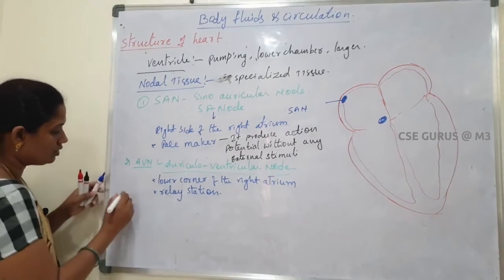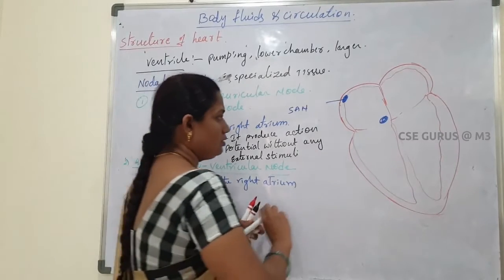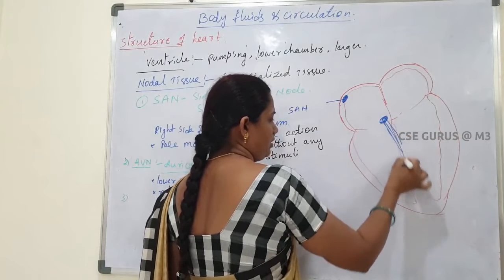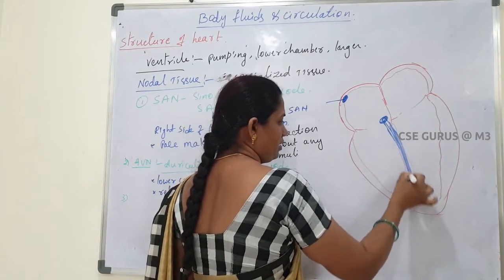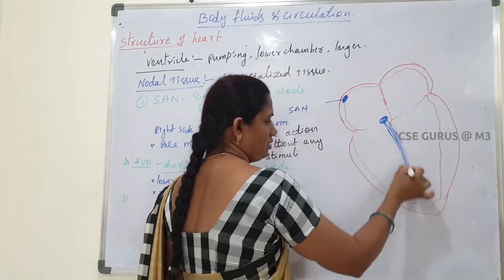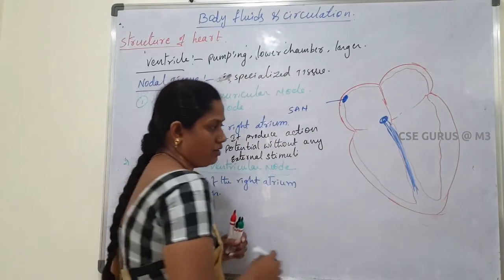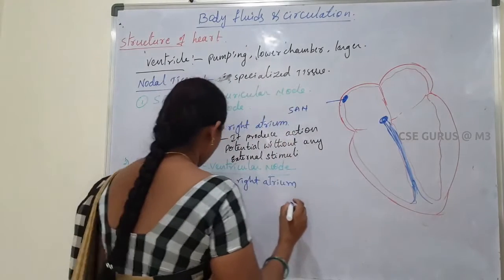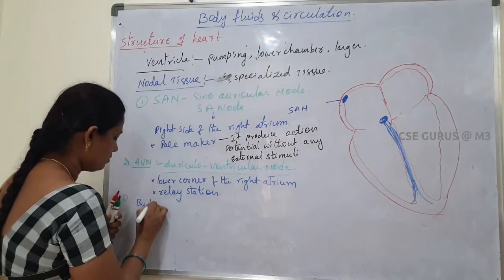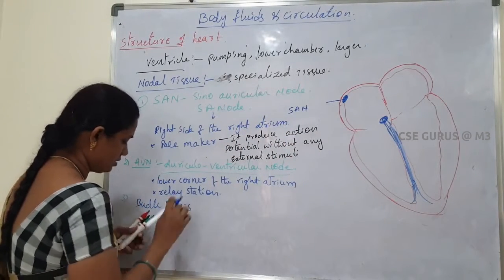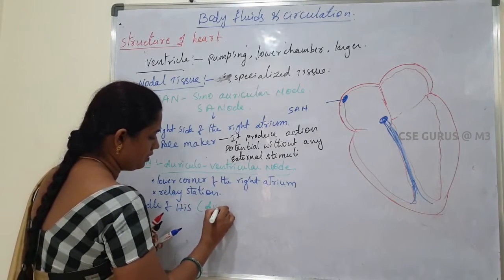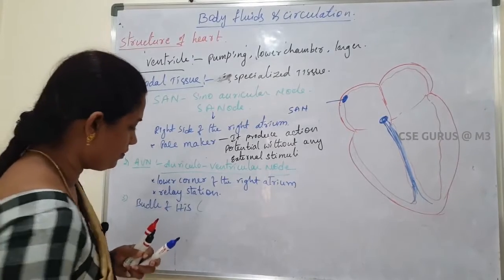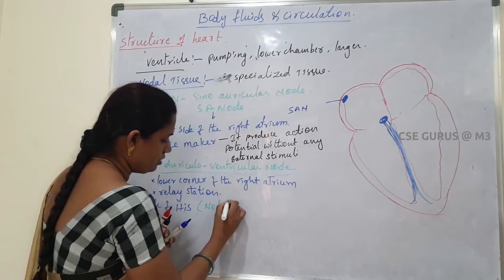Next, the third one: from the AVN, a muscle bundle arises. This muscle bundle is arranged along the auriculoventricular wall. This bundle is called the bundle of His. That is also called the AVN bundle, or nodal bundle.